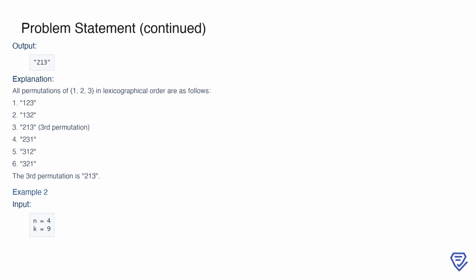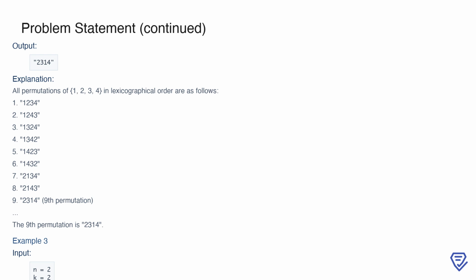This demonstrates how the problem requires us to determine the Kth permutation based on the sorted order of all possible permutations. In the second example, n is 4 and k is 9. This means we are working with the set 1, 2, 3, 4, and we need to find the ninth permutation in lexicographical order. When we list all permutations of this set, the sequence begins with 1234, 1243, 1324, and so on, until the ninth permutation, which is 2314.